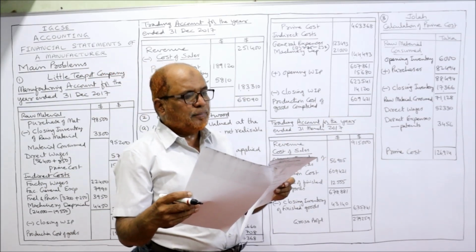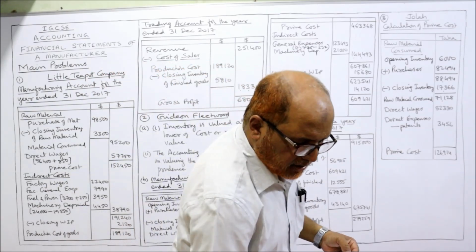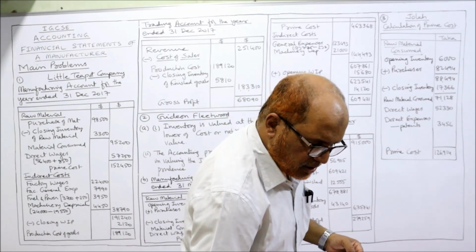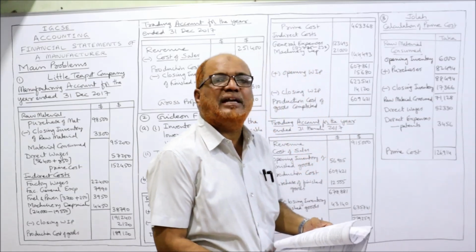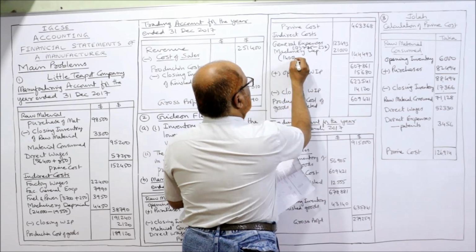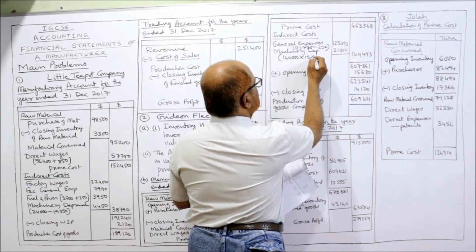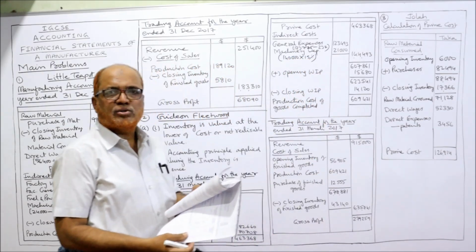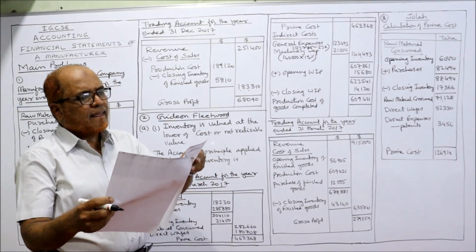15% of 1,40,000. 1,40,000 into 15%, you will get 21,000. So here you can write down 1,40,000 into 15%. You will get 21,000. Clearly given.